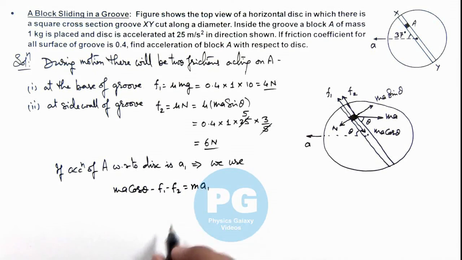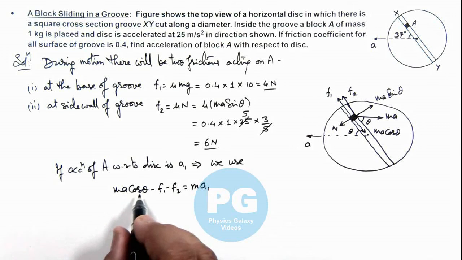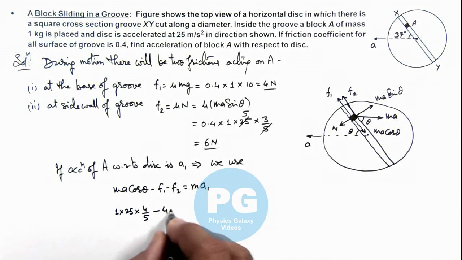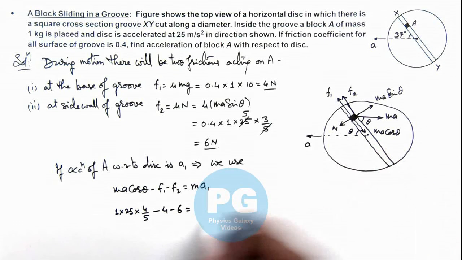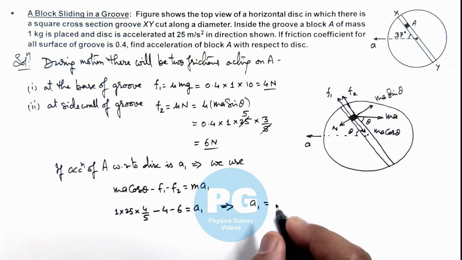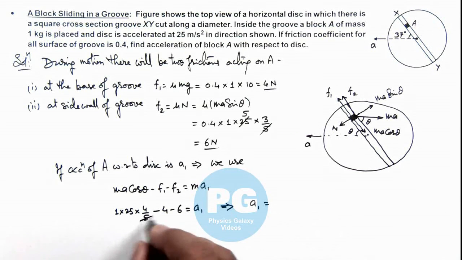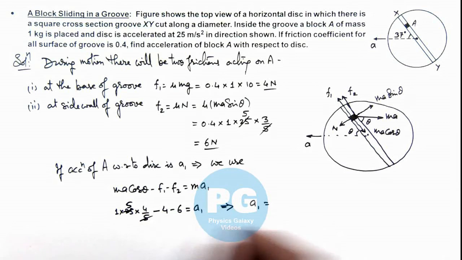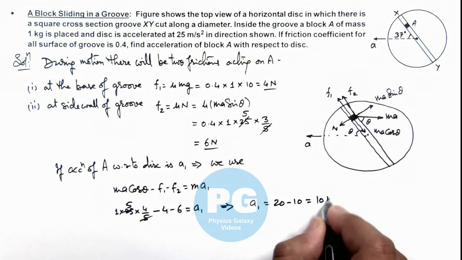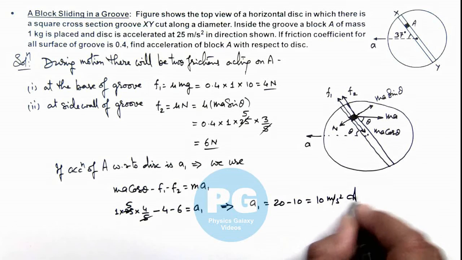MA1. Here the value of MA cos theta we can calculate as 1 multiplied by 25 multiplied by 4 by 5, minus 4 minus 6 is equal to mass of block, 1 kilogram, times A1. So on simplifying we'll get the value of A1: this is 5 multiplied by 4, 20 minus 10, and that is 10 meter per second square. This is the final result of this problem.